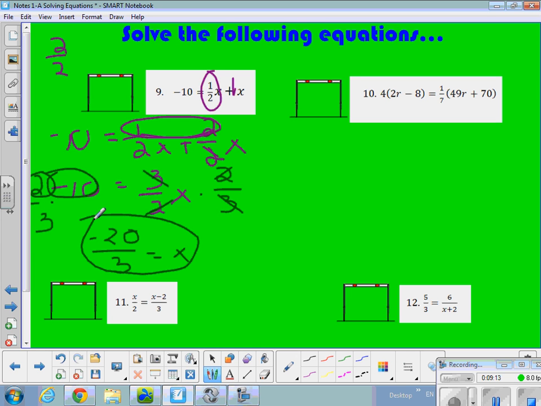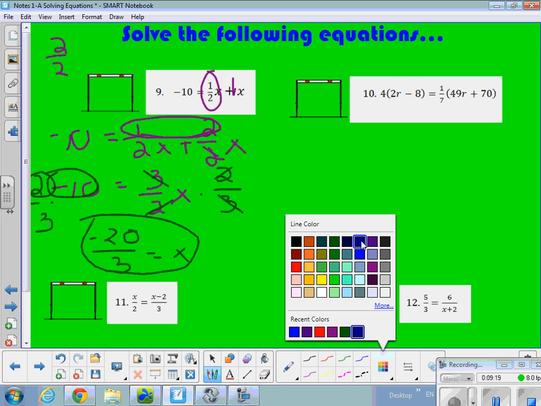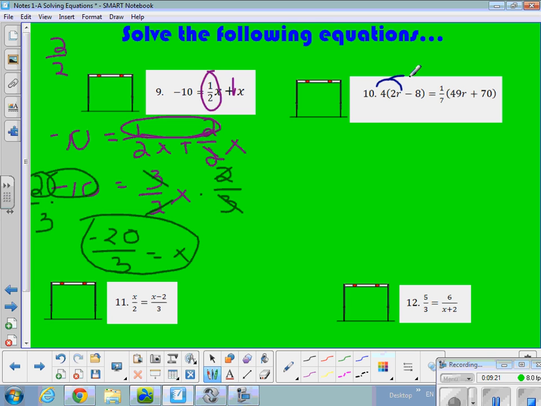Okay, let's get you started on number 10, and then I'm going to have you finish it on your own. Okay, so we're going to distribute this in. That's going to give us 8r minus 32. Now, when you distribute in that 1/7, you're going to basically look at that as dividing by 7. So 49 divided by 7 is 7. 70 divided by 7 is 10. So when I distributed that in, I just looked at that as dividing by 7. Go ahead and finish that one up for me.